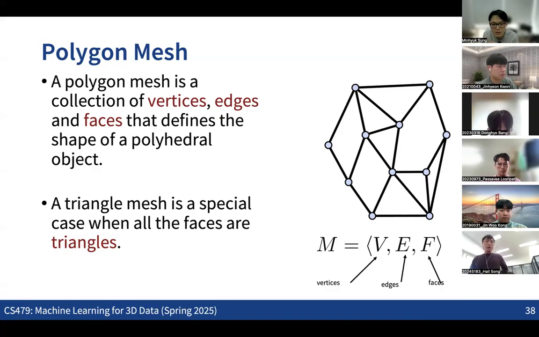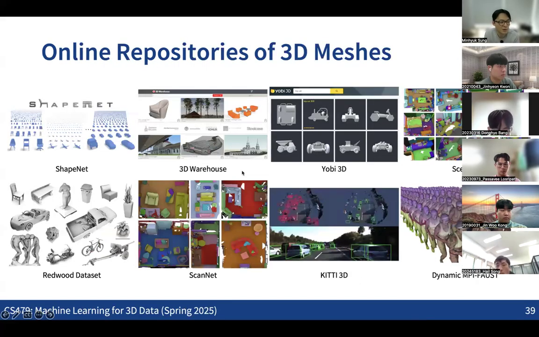The good thing about the mesh representation is that there are tons of 3D models available. There are lots of online repositories for 3D meshes. We can download those, and we can use these datasets for training neural networks. So it's kind of good.